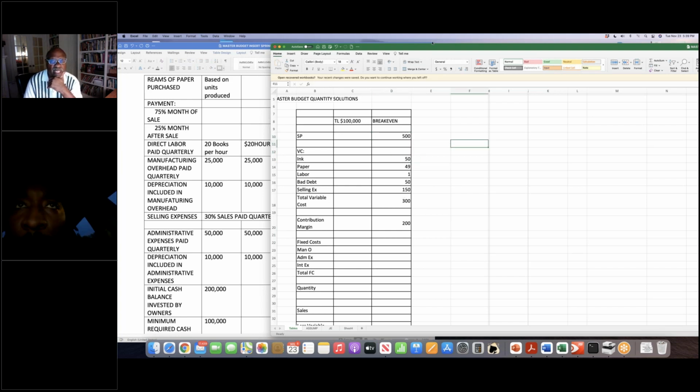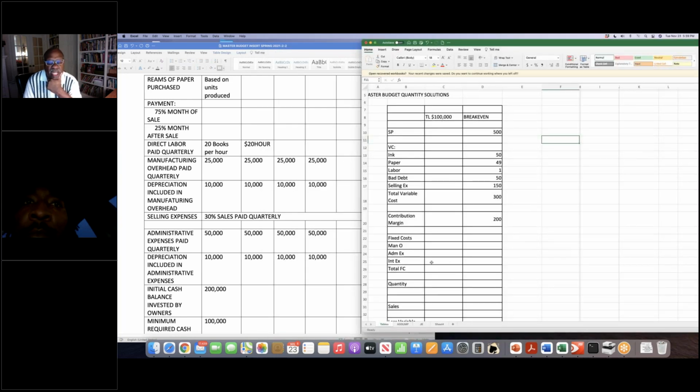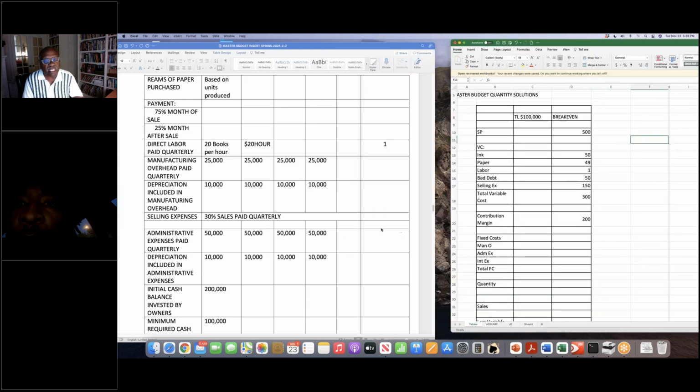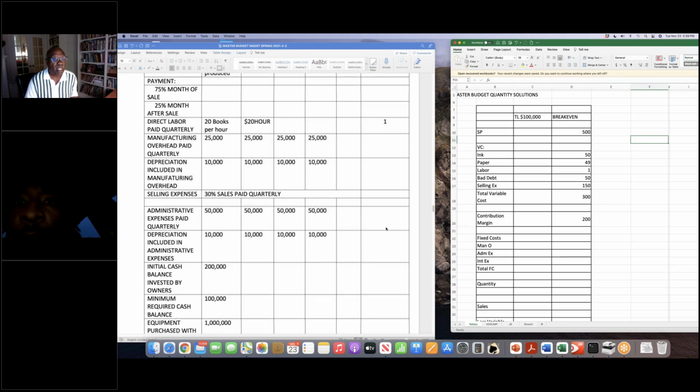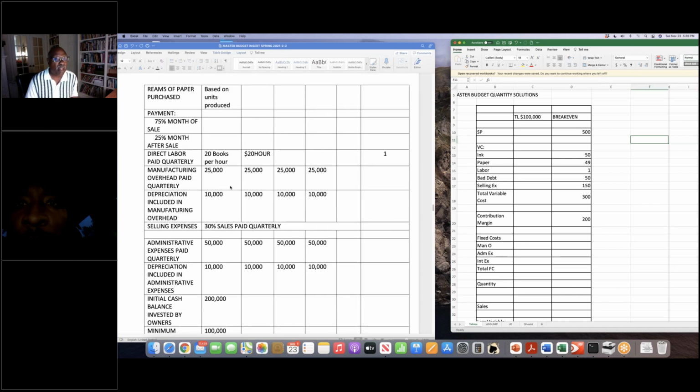Now, when we get these fixed costs, and they're always going to be the same, overhead, administrative expense, and interest expense. So what's our total fixed cost going to be? We go down here, okay, we need the manufacturing overhead. We pay an overhead of $25,000 a quarter. So what's our overhead going to be? 100,000. So we just put the overhead here, 100,000.